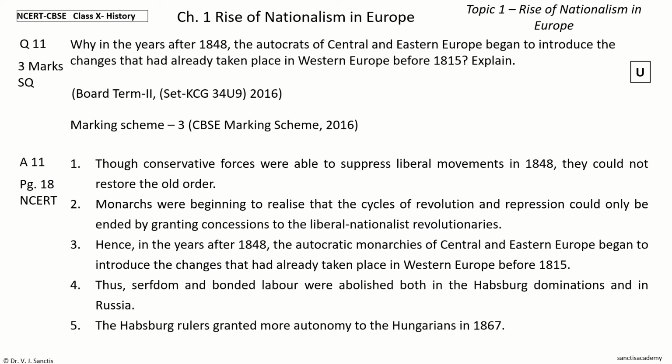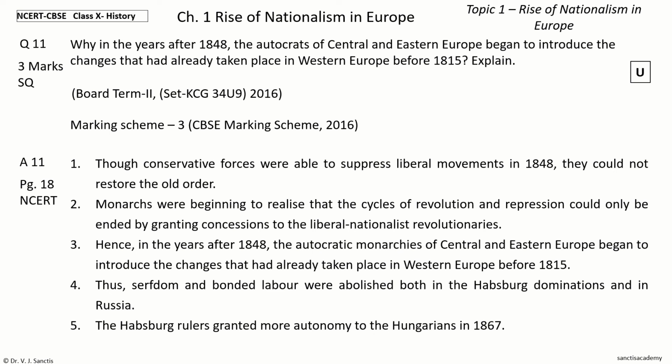So in the years after 1848, the autocratic monarchs of Central and Eastern Europe began to introduce the changes that had already taken place in Western Europe before 1815. That is a repetition of the question. Serfdom and bonded labor, that is the contractual workers, the serfs, were abolished both in the Habsburg dominions and in Russia. The first thing that they did is they abolished slavery, you can say. So they abolished bonded labor and contractual labor, which were paid at very low rates.